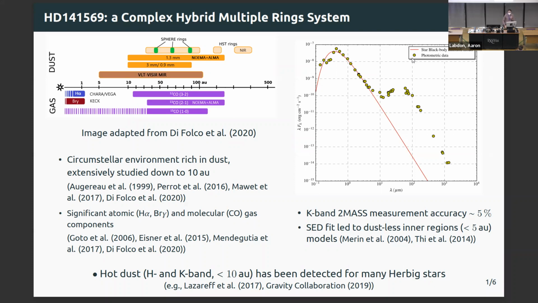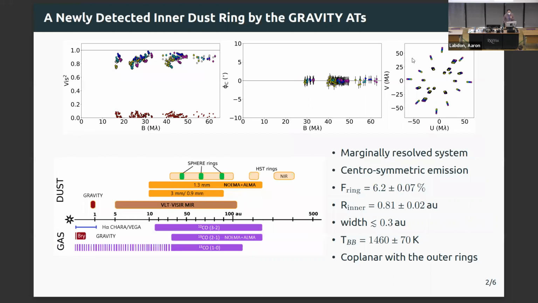So we observed HD 141569 with GRAVITY, and GRAVITY marginally resolved the system with squared visibility down to 0.8. The closure phase signals fluctuate around 0, so we can say that the emission is centrosymmetric at our spatial resolution, which is 1.5 milliarcseconds for the longest baseline. And the squared visibility modeling suggests that at around 1 AU there is a ring made of hot dust, small in width, and coplanar with the outer rings.